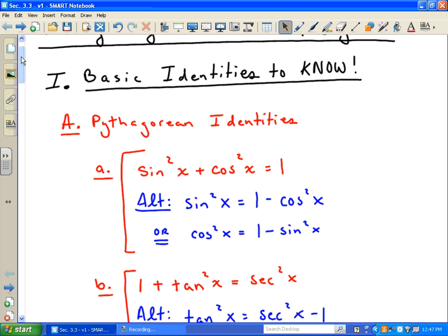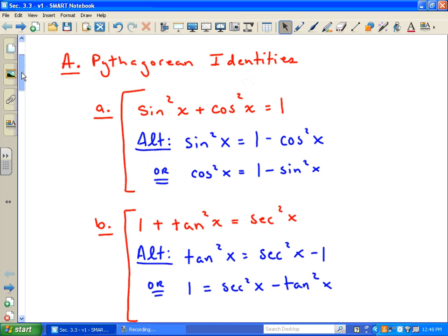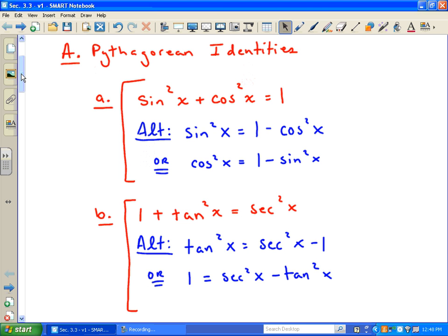The first of these identities are the Pythagorean identities. The first Pythagorean identity, you have sine squared plus cosine squared is equal to 1. And I have written down two alternate forms for this same identity. You have the second trig identity, which is 1 plus tangent squared equal to secant squared. And I have also written down two alternate forms. Pause the video and write down these two identities.